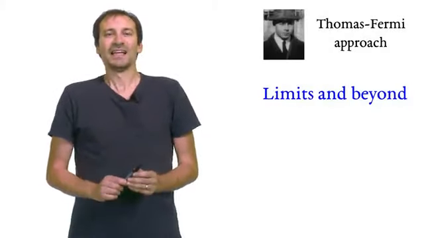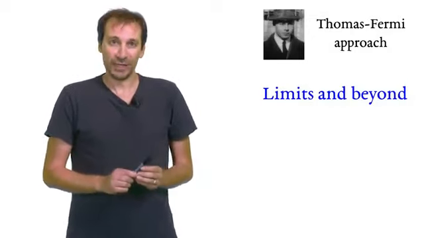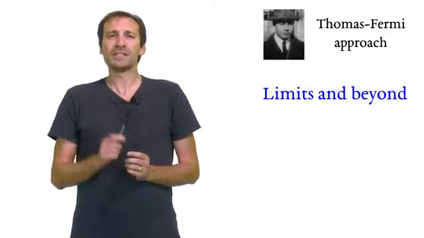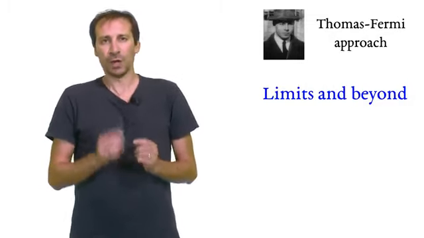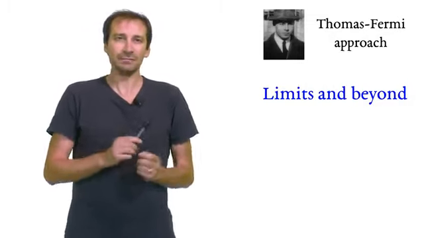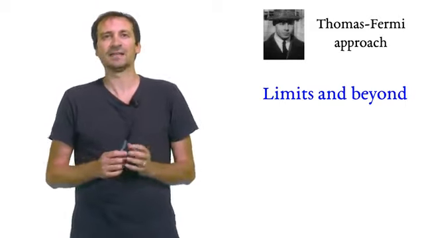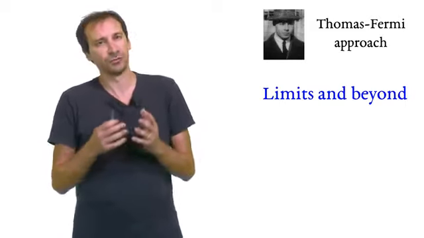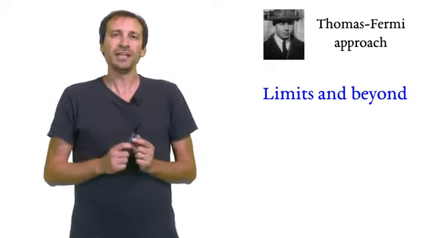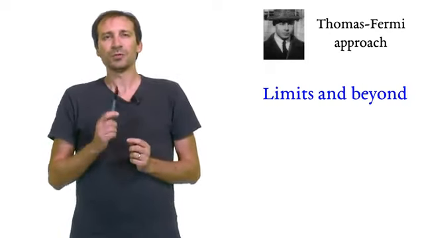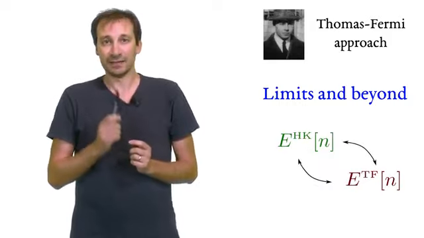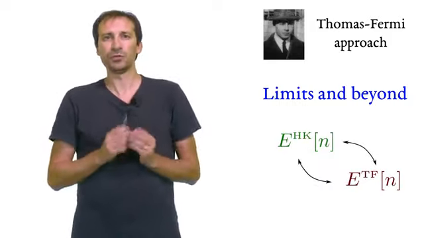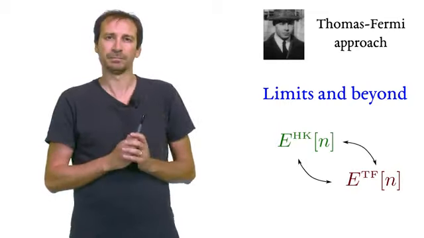Hello everybody! In this final video on the influence of Thomas' theory over the development of density functional, we will see which are the limits of the Thomas-Fermi approach and the paths, the ideas that were taken to try to counter these limitations, these drawbacks. To do this, the easiest way is to start from the exact density functional and compare with the Thomas-Fermi functional to see where the limits arise.